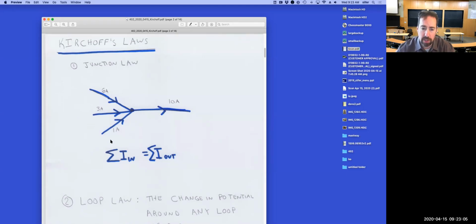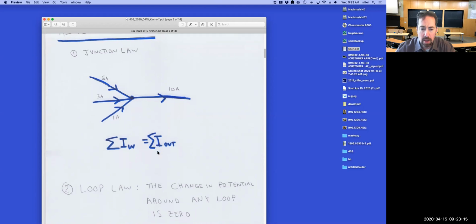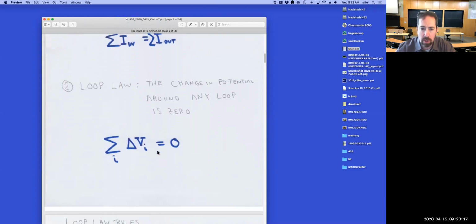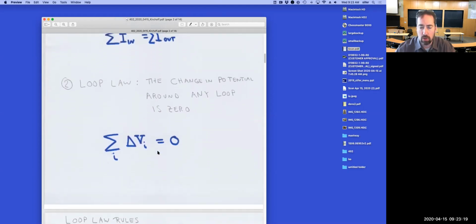So our statement of conservation of charge in the context of circuits is that the sum of the currents into that junction is equal to the sum of the currents out, okay? The new law that we want to introduce today is the loop law. And this is that the change in potential around any loop is 0.